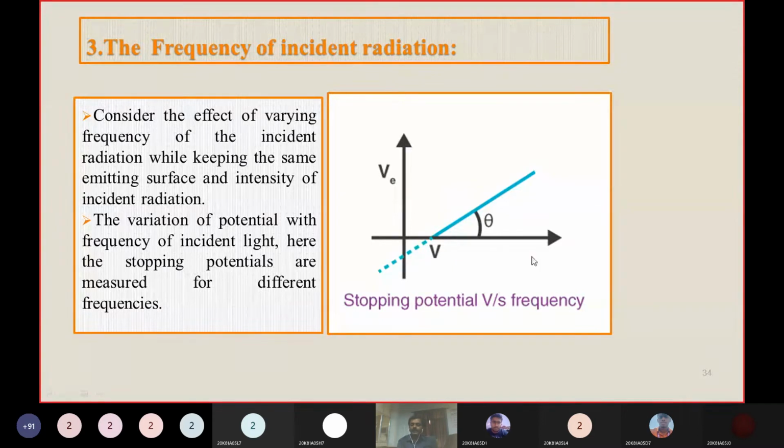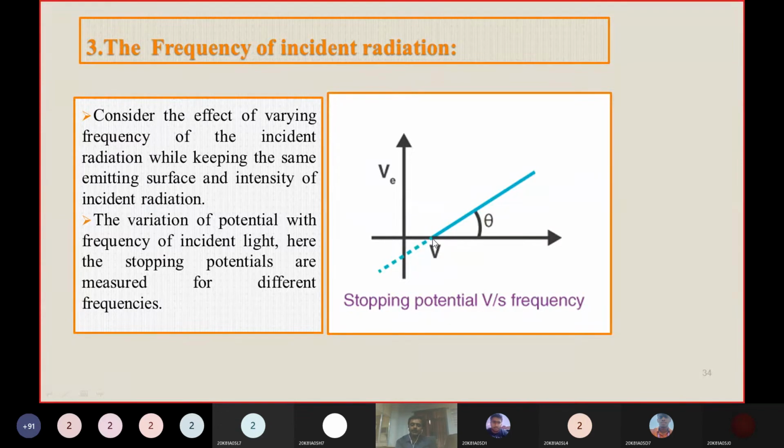If you increase the frequency, what happens? The stopping potential increases. What is the reason? If you increase the frequency, the kinetic energy of the electron increases, so the stopping potential of the metal increases. Okay, now one more thing here.